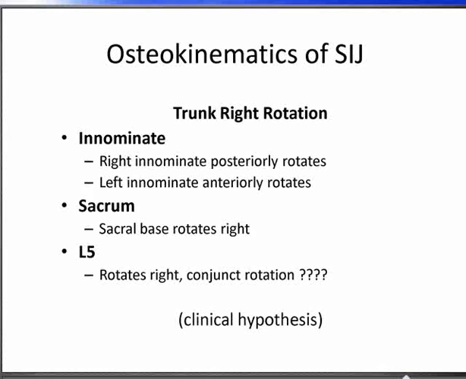The sacrum follows the spine with that right rotation, and it will rotate slightly to the right as well. It sort of gets dragged along with L5 and rotates to the right. So L5 is said to rotate to the right, but again, there may be a conjunct movement that occurs with right rotation, and we're not sure what that is.